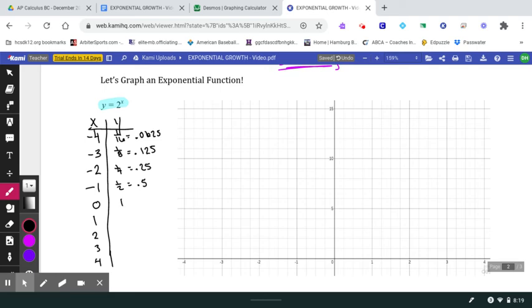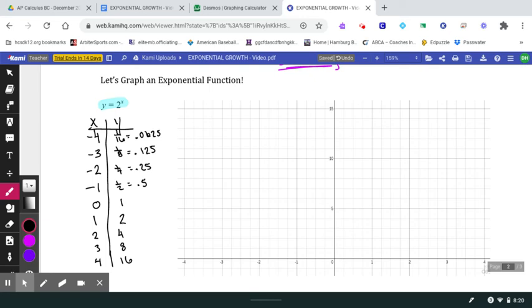Anything to the 0 is 1. 2 to the first is 2. 2 squared is 4, and then 2 cubed is 8, and 2 to the fourth is 16. So now I'm going to very carefully graph those the very best I can. Let's see. Oh my goodness.